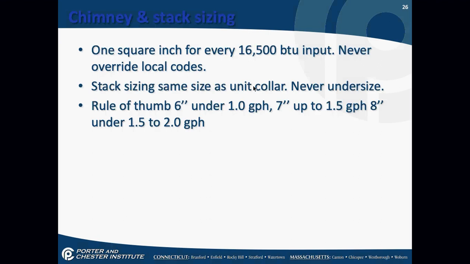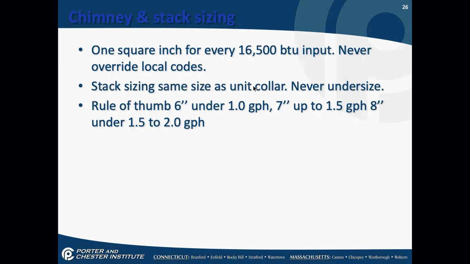Now, for sizing, I have to have 1 square inch of chimney or stack for every 16,500 BTUs of input.